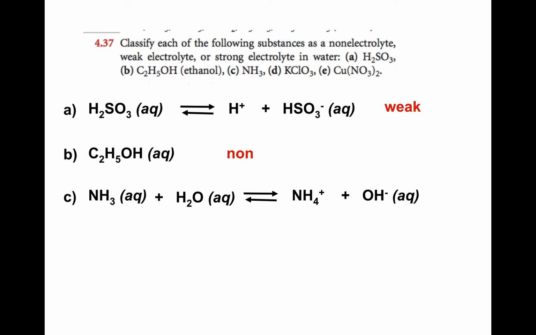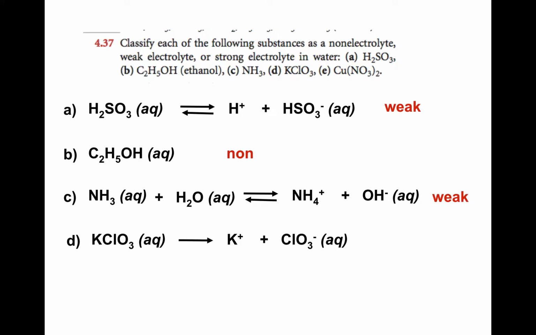Ammonia in water will form ammonium hydroxide. That's a very non-spontaneous reaction, meaning you're not going to make a lot of the ammonium ion and the hydroxide ion. It's not going to go very far forward. As soon as the ammonium ion and the hydroxide ion find each other, they reform ammonia and water. So this is a reversible reaction. Makes it a weak electrolyte.